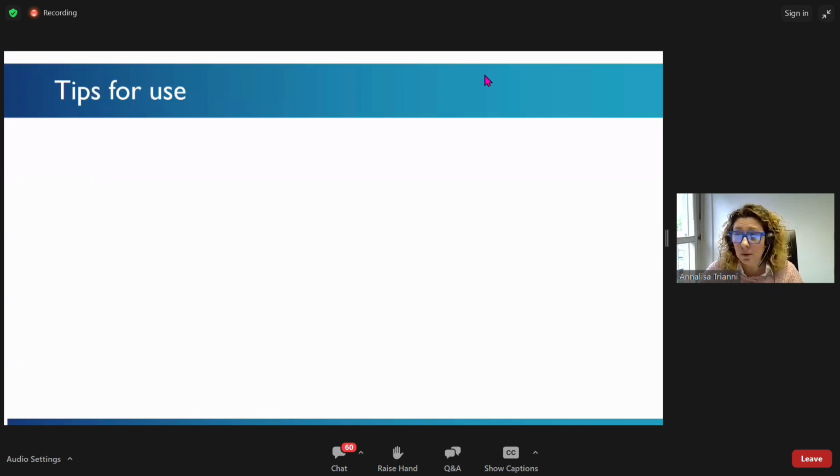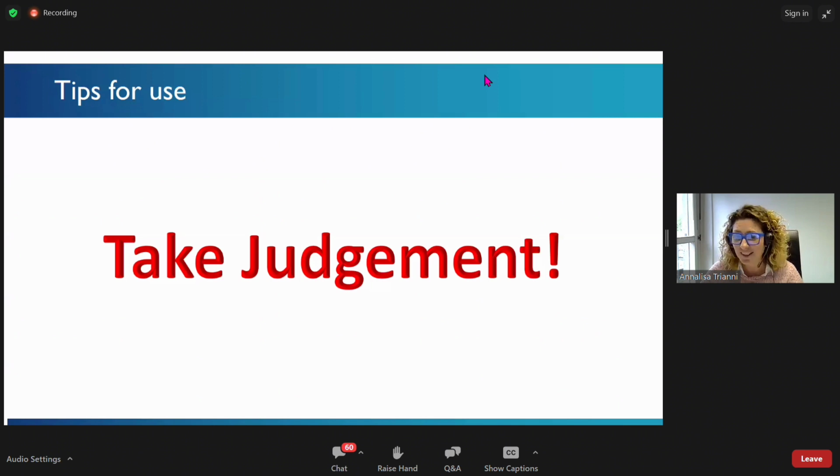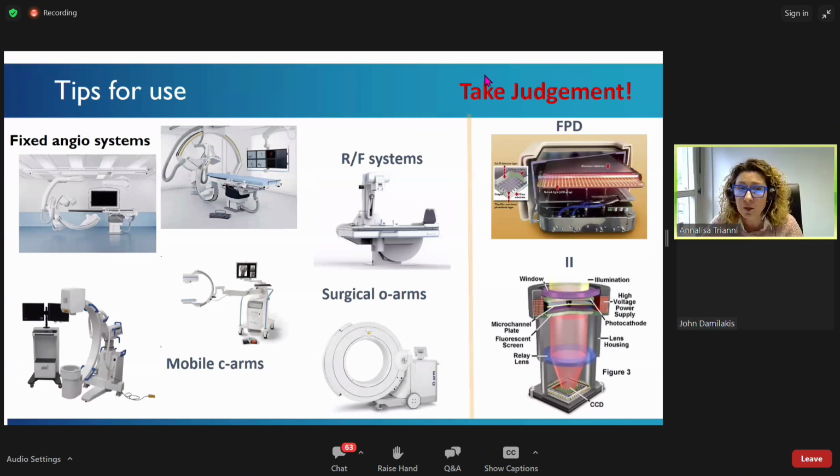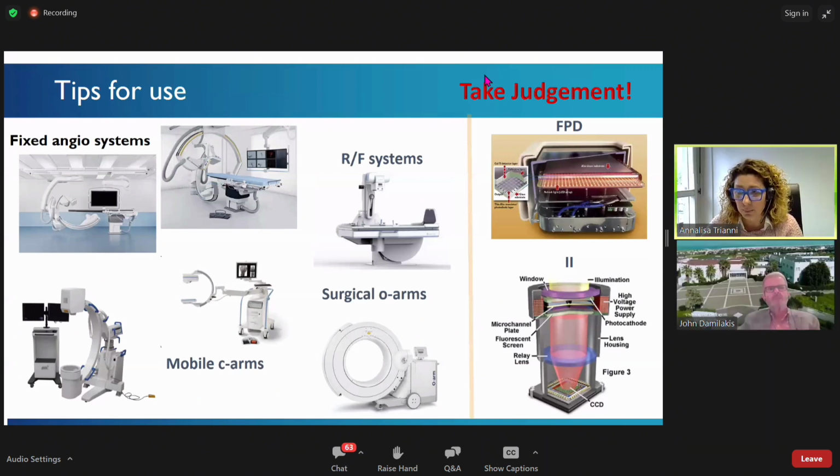I'm almost concluding my part. Which are the tips for use of this protocol? Well, only one, actually: take judgment. So act as a medical physicist. First of all, this protocol has to cover different types of systems with different types of detectors. So first of all, what's your type? You have to adapt the protocol to the type of system you're looking at.